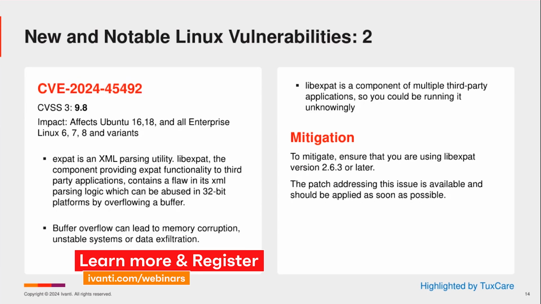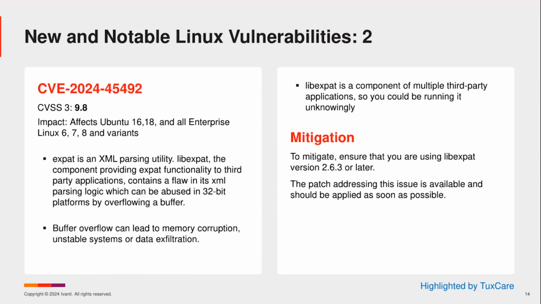The next one here, 2024-45492. This one is a vulnerability in XML parsing utility libexpat. The component providing this functionality to third-party applications contains a flaw in the parsing logic, which can be abused and cause a buffer overflow. So to mitigate this, ensure that you're using the libexpat version 2.6.3 or later, and that would address the issue.